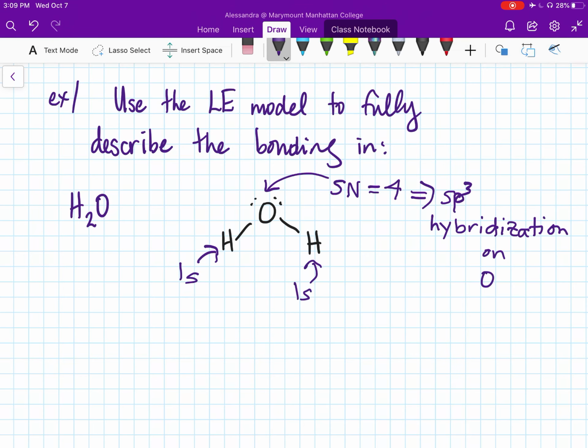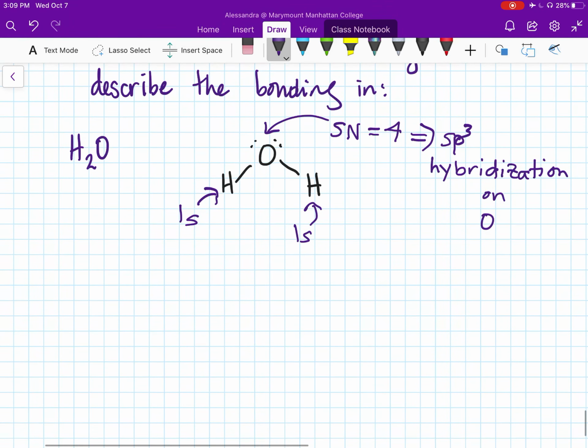So there should be 4 equivalent sp3 hybrid orbitals, because whenever we have sp3 hybrids, there are going to be 4 of them. The superscripts in the orbital designation should add up to the number of orbitals that there are. Another way of saying that is that the substituent number is telling us how many hybrid orbitals we need. So there are 4 sp3 hybrid orbitals on oxygen.